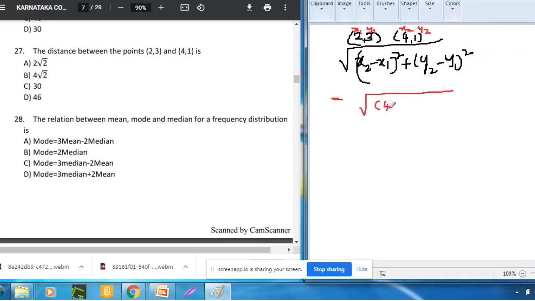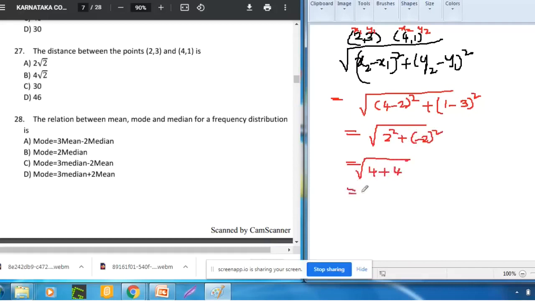x2 here is 4 and x1 is 2, 4 minus 2 whole square. y2 is 1 and y1 is 3 whole square. 4 minus 2 is 2 square, 1 minus 3 is minus 2 square. We all know that 2 square value is 4 and minus 2 square will also be plus 4. So 4 plus 4 is 8. 8 can be written as 4 times 2. What is the square root of 4? Square root of 4 is 2. So 2 root 2 is the correct option. A is the answer.